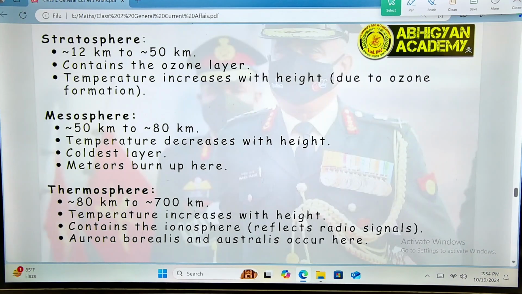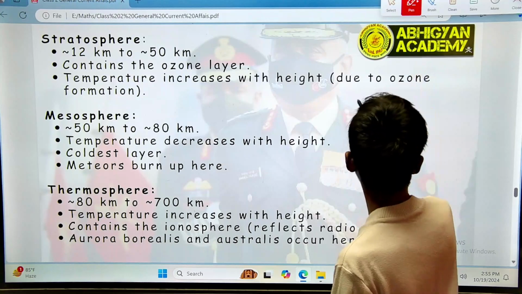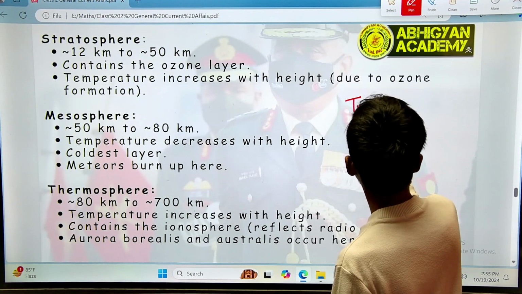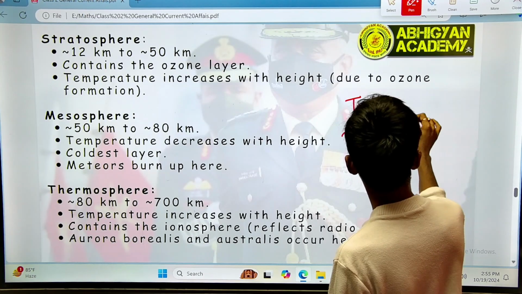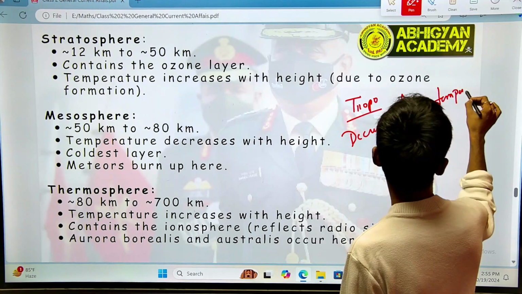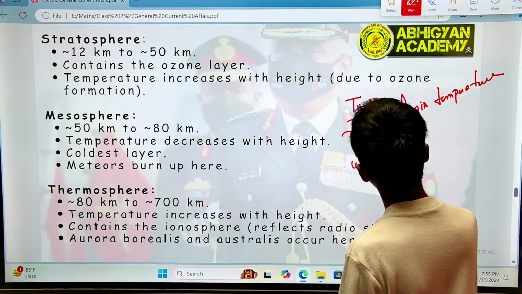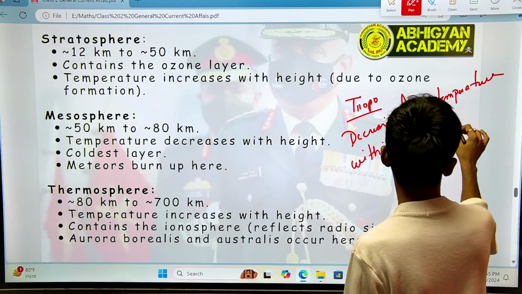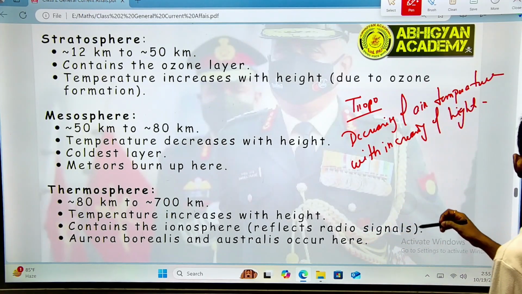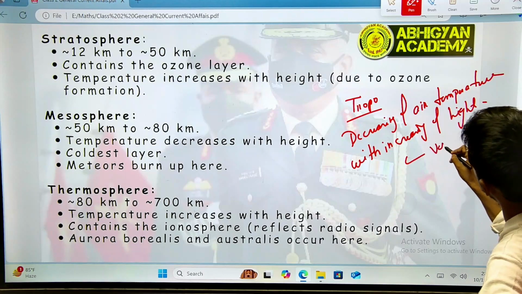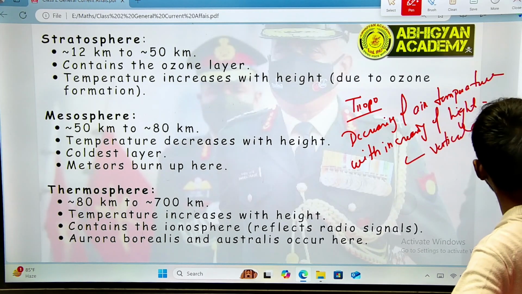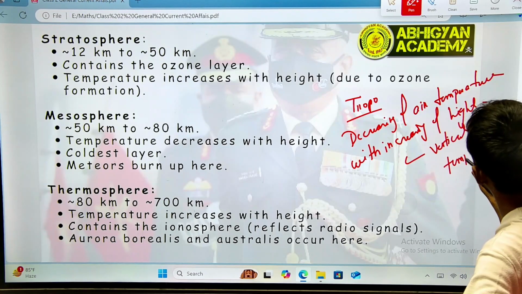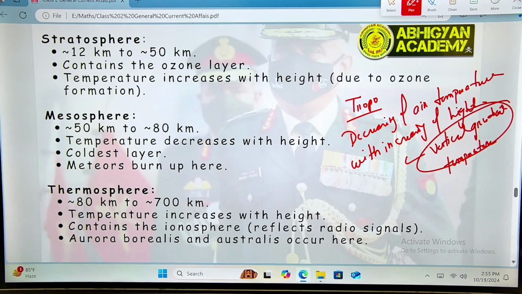Now one more thing. We studied in case of troposphere the decreasing of air temperature with increasing of height, right? We studied this. So this phenomenon is basically called the vertical temperature gradient, the decreasing of air temperature with increasing of height.